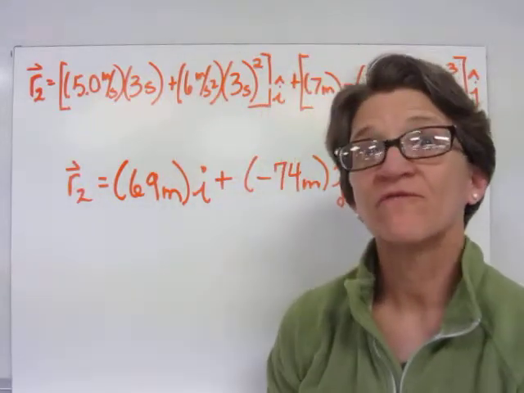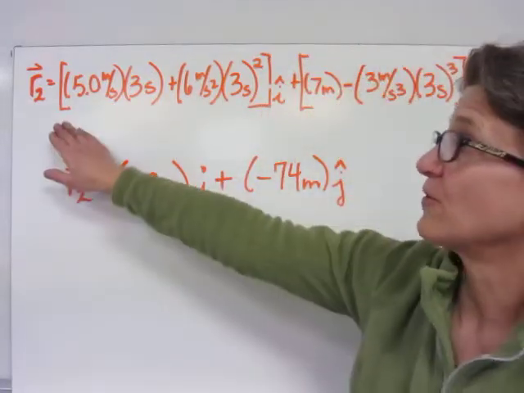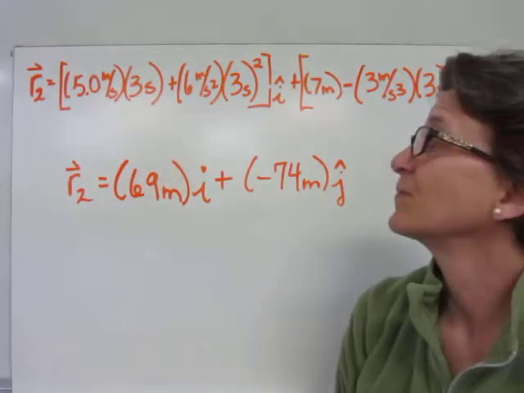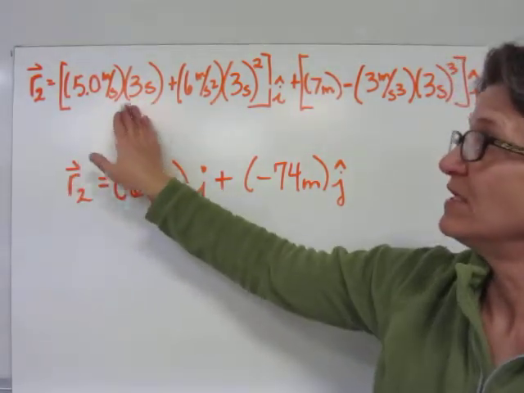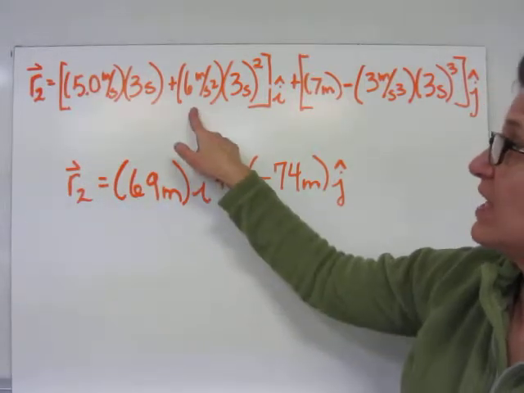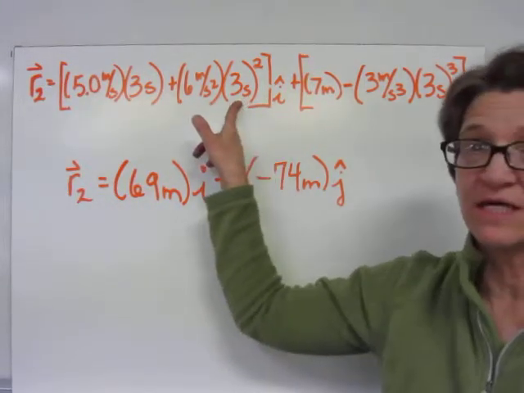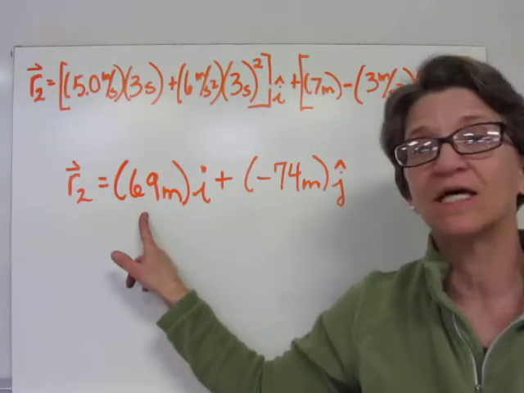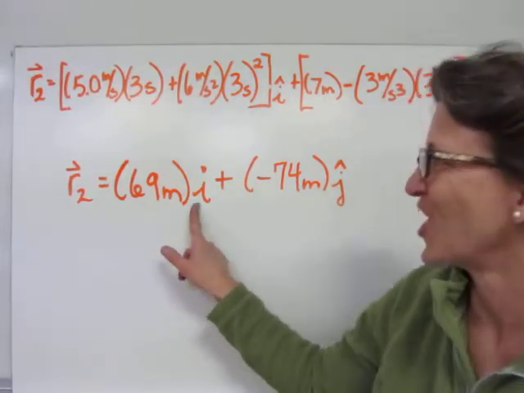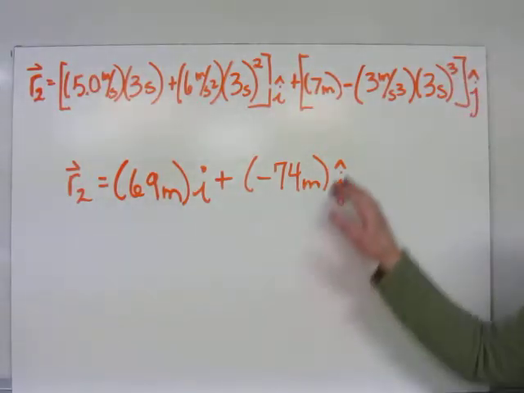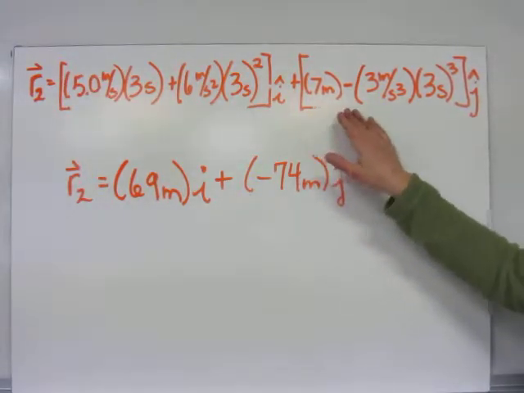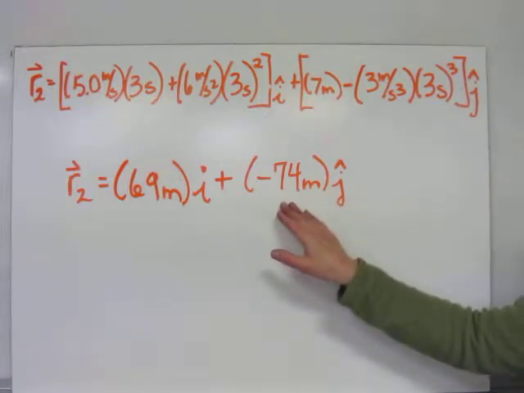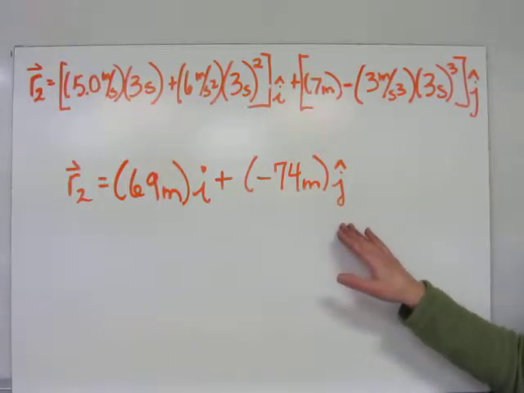Our next step is to find the R2 value, so we're plugging in 3 seconds for our t value. So 5 times 3, plus 6 times 3 seconds squared, so we have a total value of 69 meters for i. For the j value, we have 7 meters minus 3 times 3 cubed to give us negative 74 meters j.